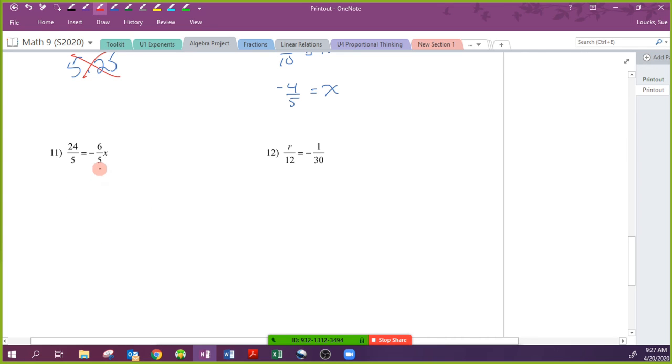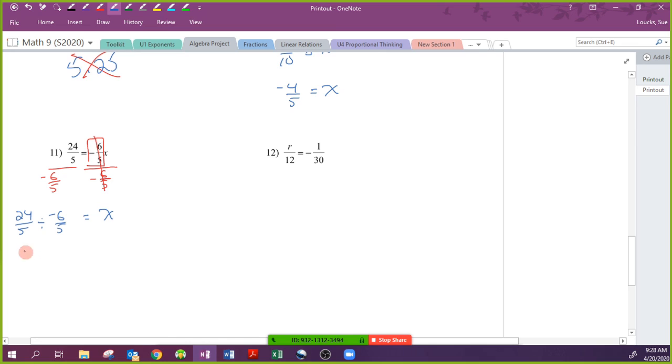What I want to get rid of here is the negative 6 over 5. So I'm going to divide this side by negative 6 over 5, which means I'm going to divide this side by negative 6 over 5. These cancel out because I've divided it, just like if it was 2x and I divided it by 2. So what I have is, on the left side, 24 over 5 divided by negative 6 over 5, and that equals x.